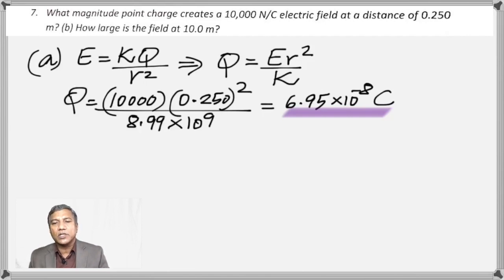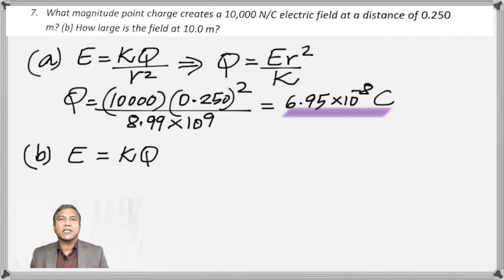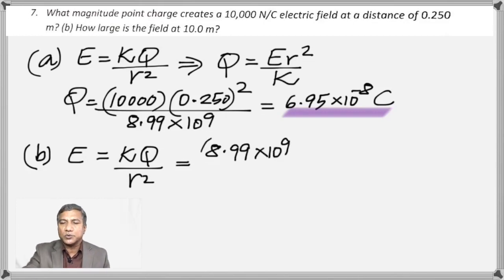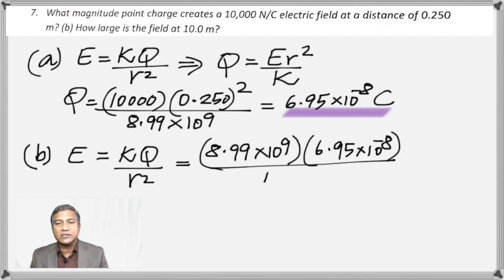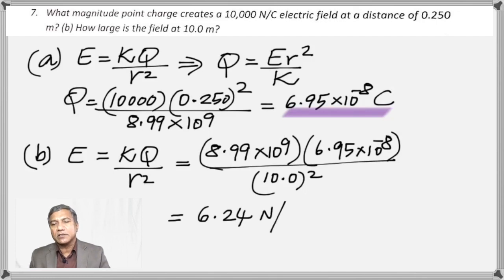Next, you got to find how large the field is at 10 meters. So now you already got the value of the charge. You just got to find the magnitude of the field. Again, use the same formula. It's more direct now. E is KQ by R squared. Put the value of K. The point charge we already calculated is 6.95 times 10 to the negative 8. And now the distance is 10 meters, so 10 squared. And you get 6.24 Newton per coulomb.